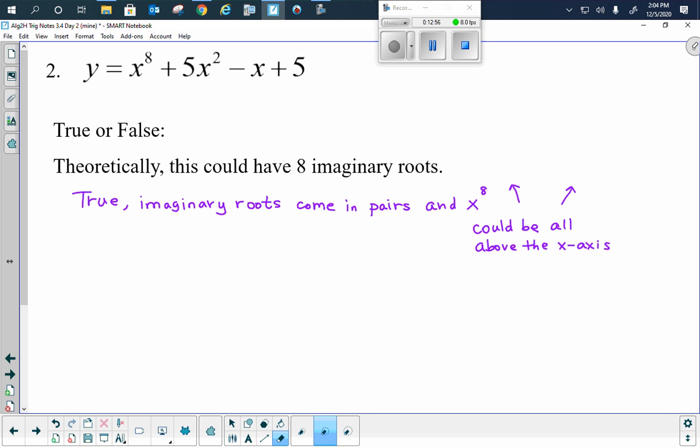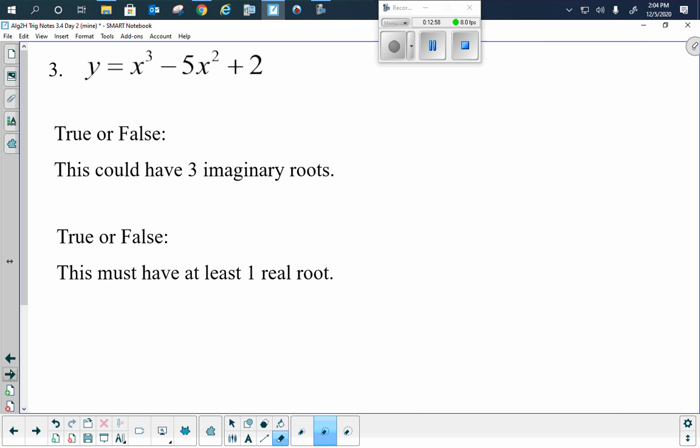Let's practice another. A couple questions on this one. Same problem, but I might not have the same question. For the first one, what if I just gave you the cubic and I said this could have 3 imaginary roots? Hopefully you're thinking that is false.